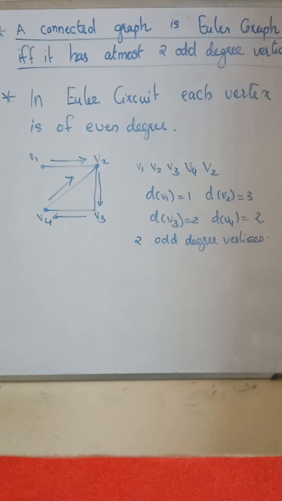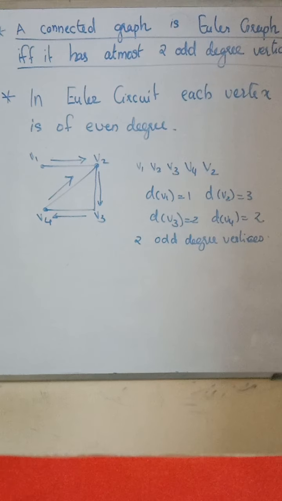Also note that a connected graph is an Euler graph if and only if it has at most 2 odd degree vertices. In an Euler graph, we have at most 2 odd degree vertices. That means there are no vertices with odd degree, or one vertex with odd degree, or a maximum of 2 vertices with odd degree.